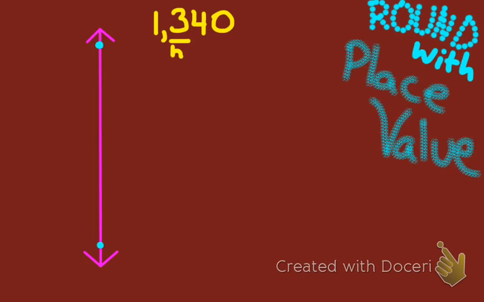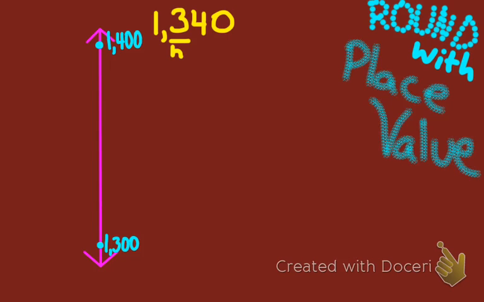Our number has to round to either 1,300 or 1,400. So let's write our base down. It could round to 1,300, or it could round to 1,400. It has to round to one of those two numbers since we're rounding to the hundreds place.